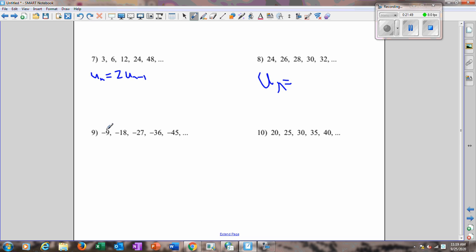Number 9, negative 9, negative 18, negative 27, negative 36. I can tell that when I'm doing this, I am subtracting 9 from each of these numbers. So that's going to be u sub n equals u sub n minus 1 and then minus 9.